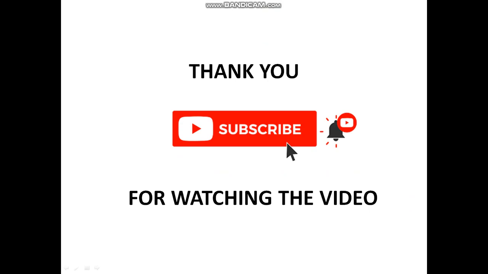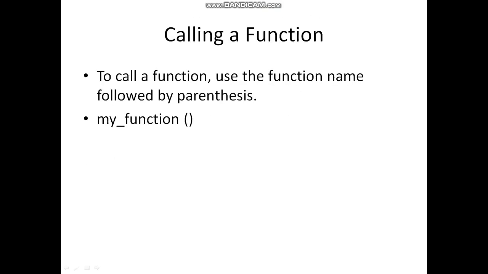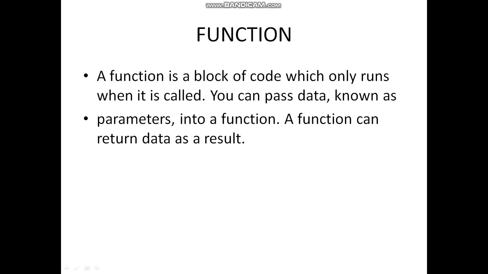Now let's see how you can call that function. After creating a function, you can call it. To call a function, you use the function name, whatever your function name is, followed by parentheses. This is how you call a function. So what is a function? A function is a block of code which runs only when it is called. You can pass data, known as parameters, into a function. A function can return data as a result.